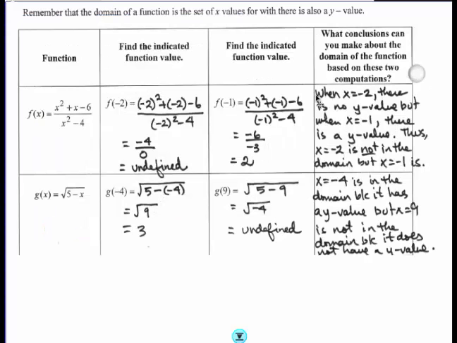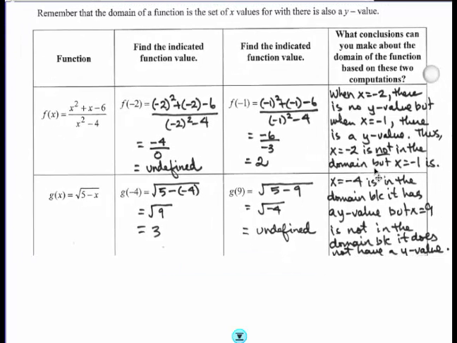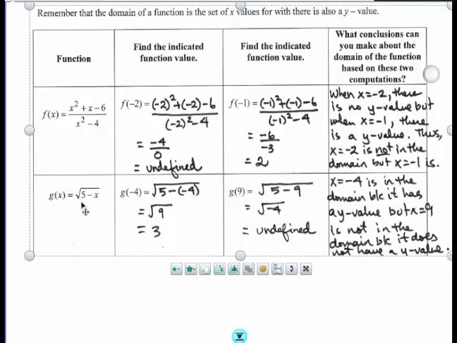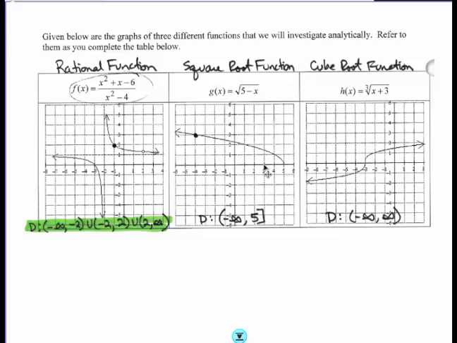So over here they have an explanation. When x equals negative 2, there is no y value, but when x equals negative 1, there is a y value. Thus, negative 2 is not in the domain, but x equals negative 1 is. For the second function here, the square root of 5 minus x, if I plug in negative 4, out comes an answer of 3, and that's fine and good. But if I plug in 9, 5 minus 9 will give me a negative, and it's undefined. So we can see here that when x is negative 4, it's in the domain because it has a y value. But when we plug in 9, we can't do that, so it's not in the domain. Which makes sense as you go back and look at this, okay?